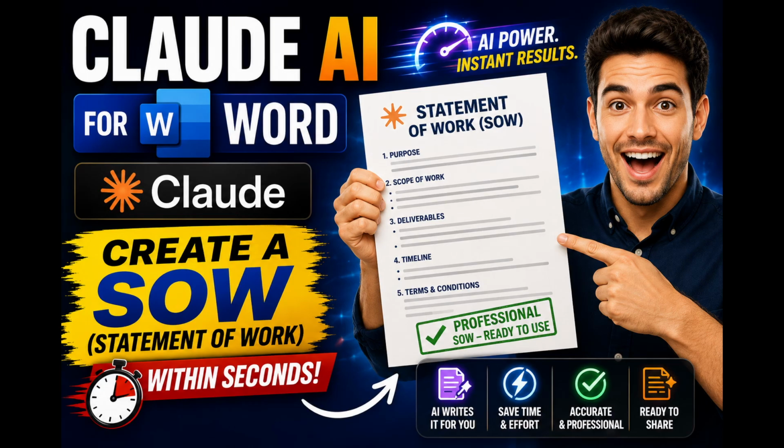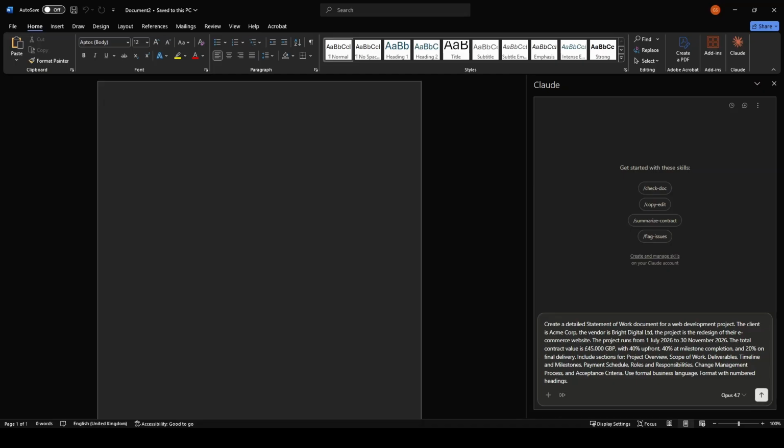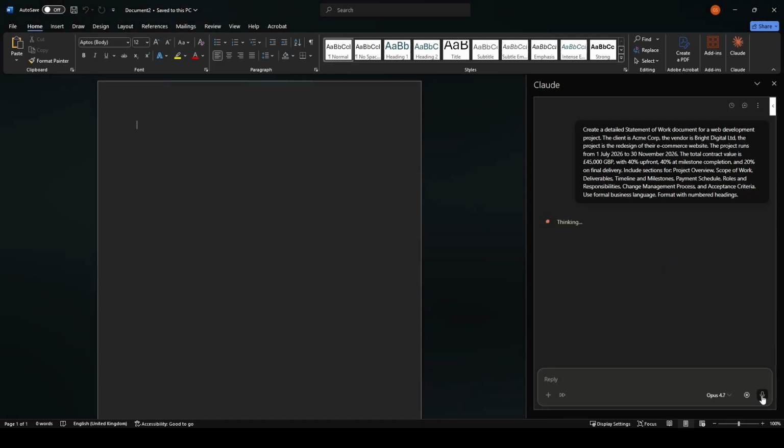This is probably the section most of you came for: how to generate a full, professional statement of work using Claude for Word. A SOW is a formal document that defines the scope, timeline, deliverables, payment terms, and responsibilities for a project. It's used in consulting, IT, construction, marketing, pretty much any service engagement. Here's how to do it from scratch.